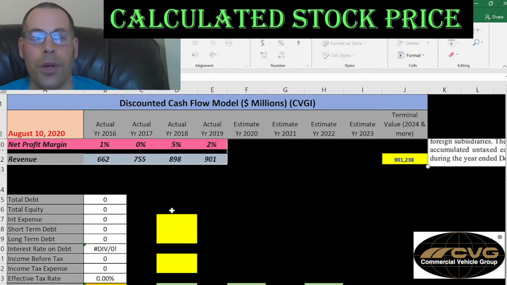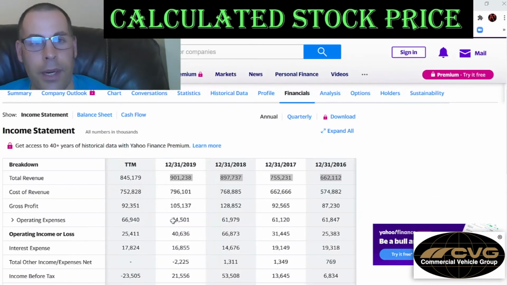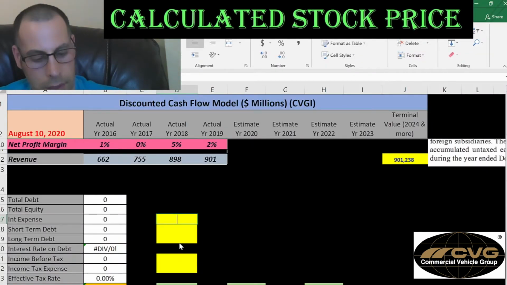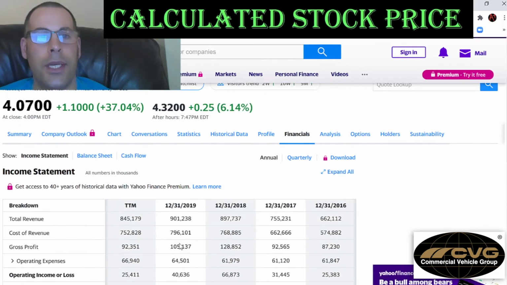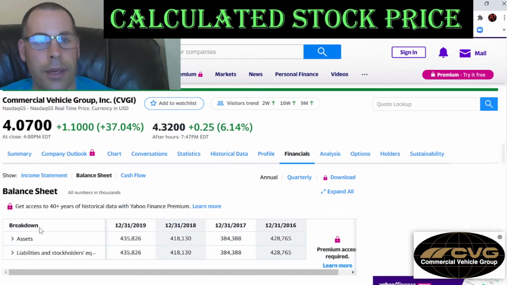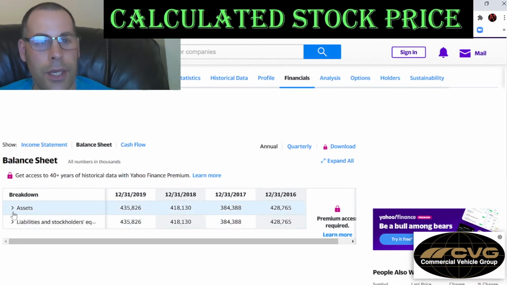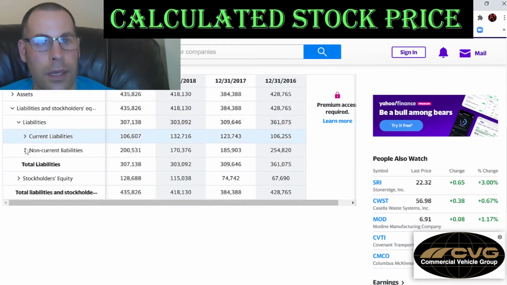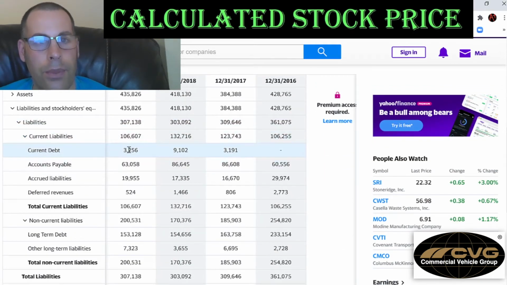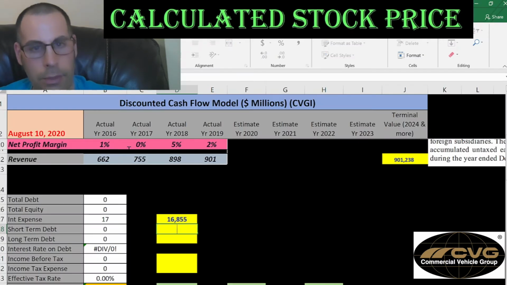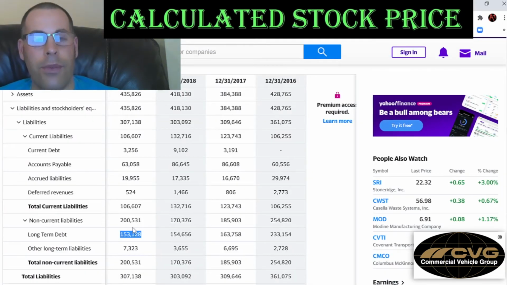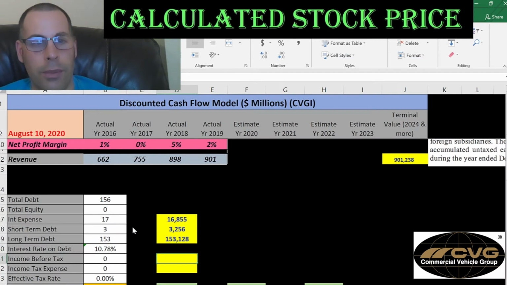Let's look at the capital structure of the company. We want to find out the interest they pay on their debt. That's $17 million. And let's go to the balance sheet to see how much debt they have. And we'll go to the liability section. And current debt of $3.3 million. That's debt due within 12 months. Long-term debt of $153 million, that's debt due after 12 months.